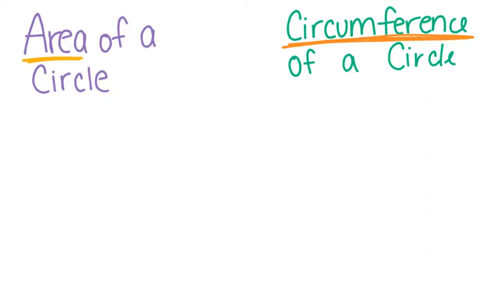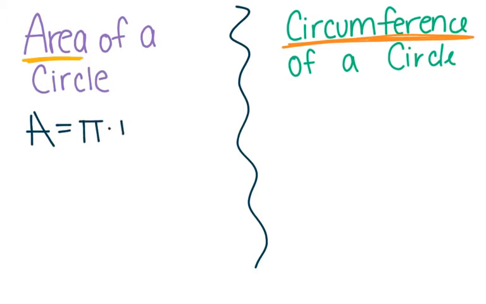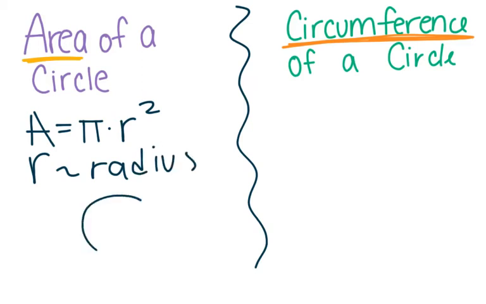Okay, so these two formulas you probably know, but just in case you don't. The area of a circle is area equals pi times r squared, and r is the radius of the circle. If you don't remember, the radius is from the center to the edge, so it's half of the circle.